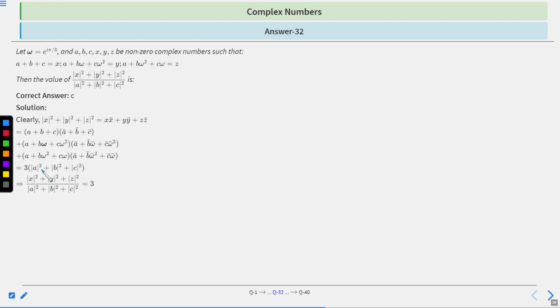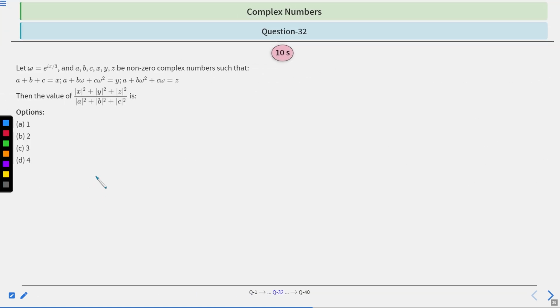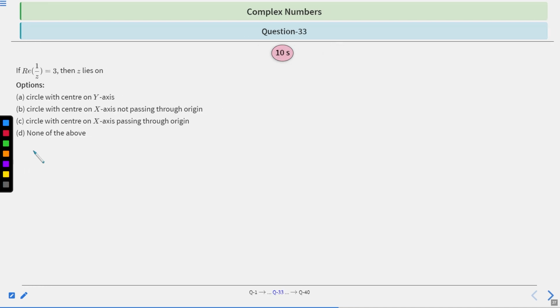We will get 3 times mod A square plus mod B square plus mod C square, right? So after putting this term, 3 times mod A square plus mod B square plus mod C square, the mod A square plus mod B square plus mod C square will cancel out and we will get the value of this as 3. So I think the answer will be 3 and option C will be the right choice. Let's move to the next question, question number 33. If real part of 1 by Z is equal to 3, then Z lies on. So let's discuss the solution after 10 seconds.